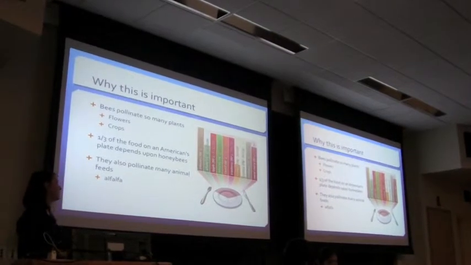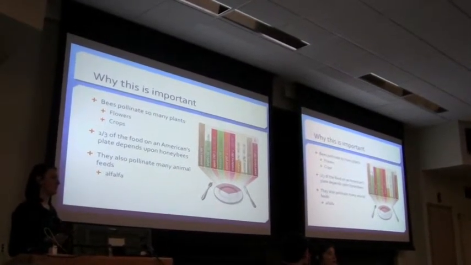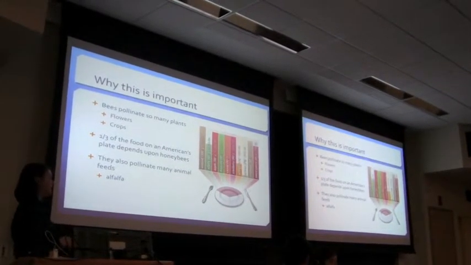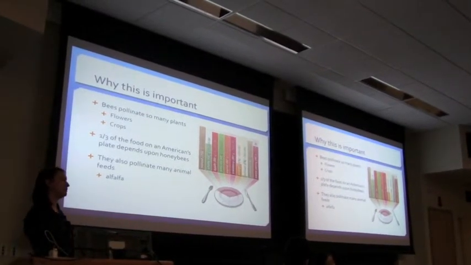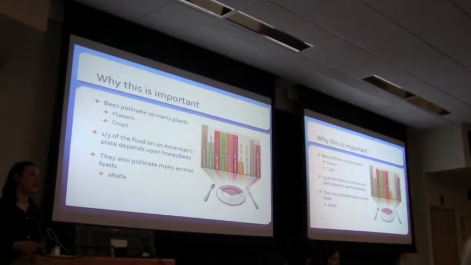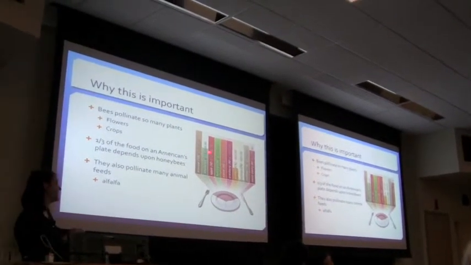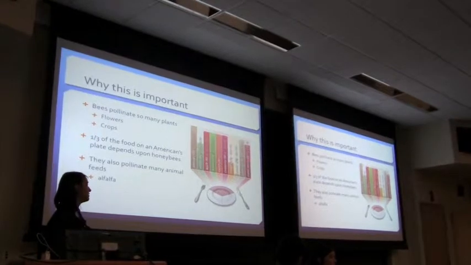Why is this important? Honeybees are really important, not only because they pollinate flowers and make the world beautiful, but they pollinate a lot of our crops. Actually, one third of the food on your dinner plate comes from food that is pollinated by honeybees. And you can see a lot of these are vegetables and fruit.